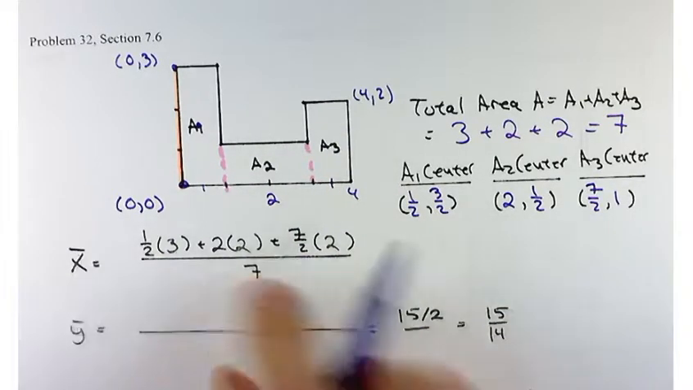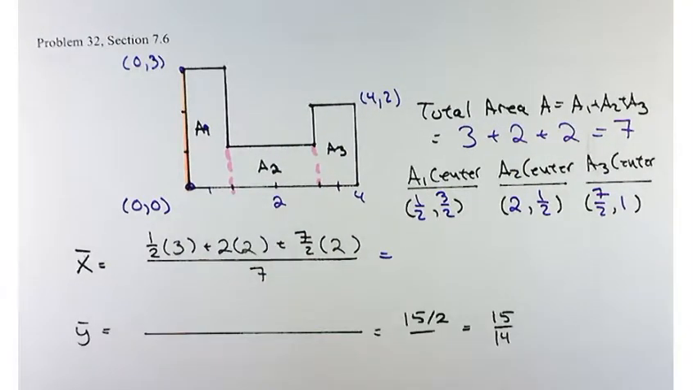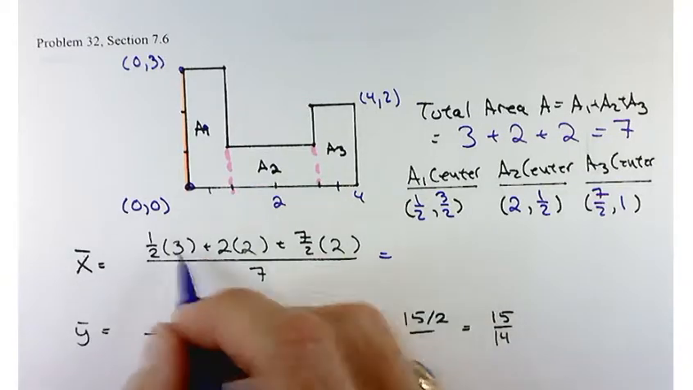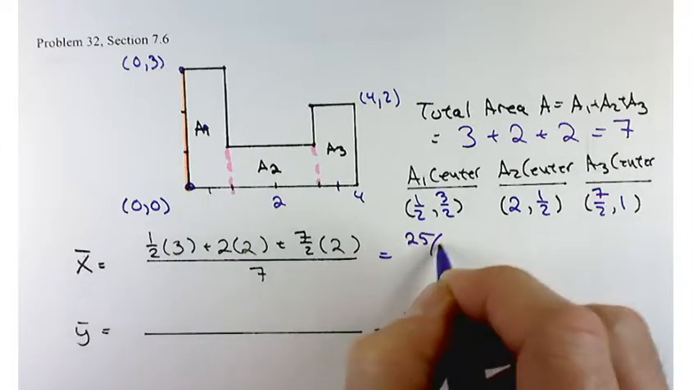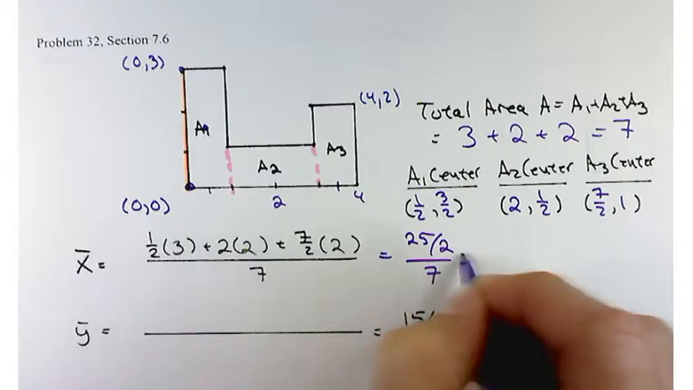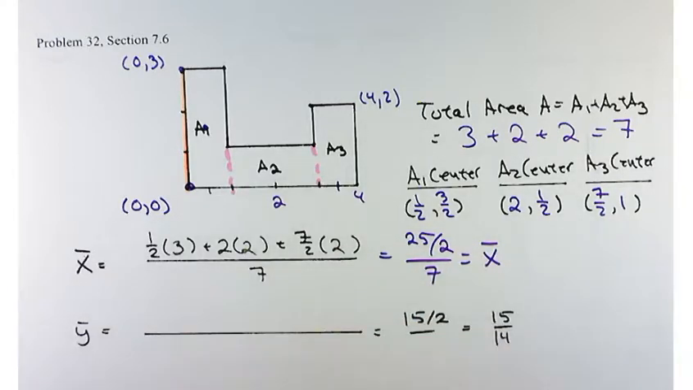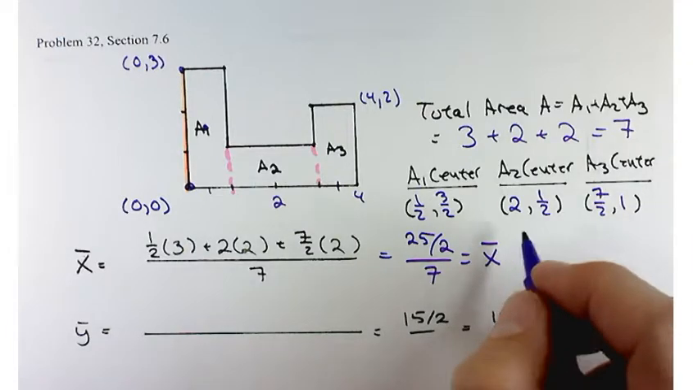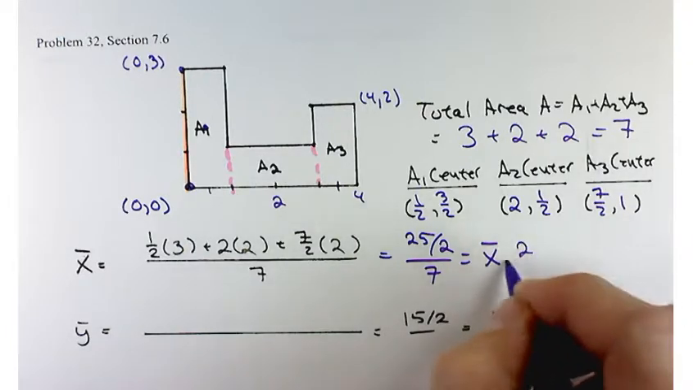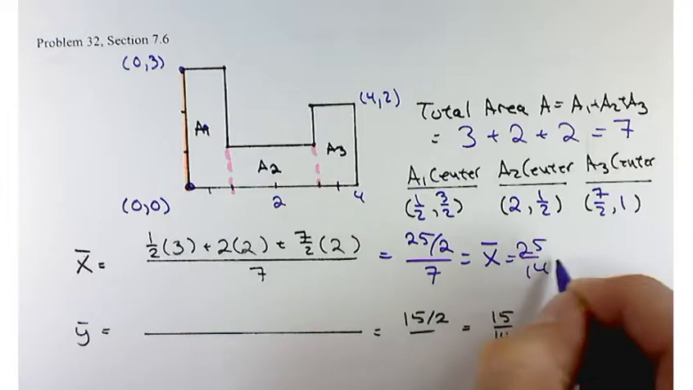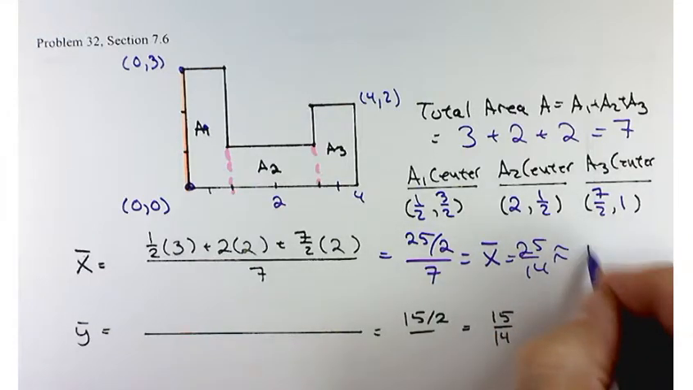When we divide that by 7, we end up with a total of 25 over 2 divided by 7. And that's what we call x bar. That's going to be 25 over 14, about 1.78.